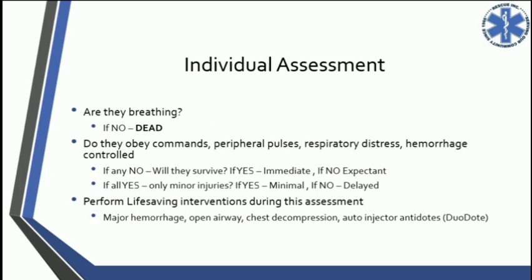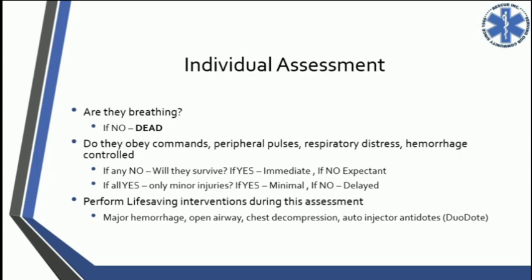So if they don't obey commands, they don't have peripheral pulses, they are in respiratory distress, and hemorrhage is not controlled, if they will survive given the injuries, for example, an arm amputation, they're red. If no, they're expectant. So if they've got multiple injuries that you're looking at, and you don't even know where to start, they're probably a gray tag. That's kind of my determination: I look at them and in my mind I'm thinking, where do I start with this one? That's probably injuries incompatible with life. Should probably put a gray tag on and move on.